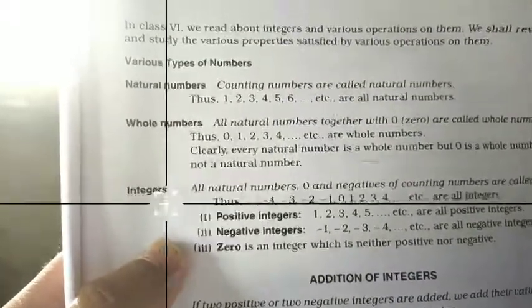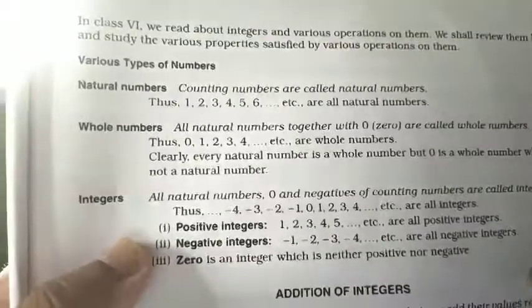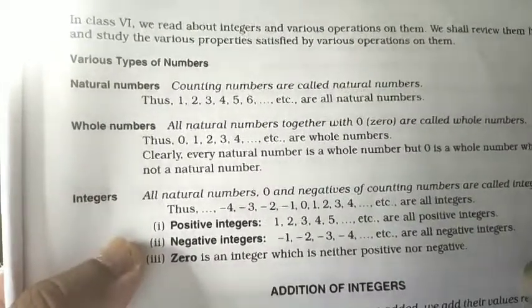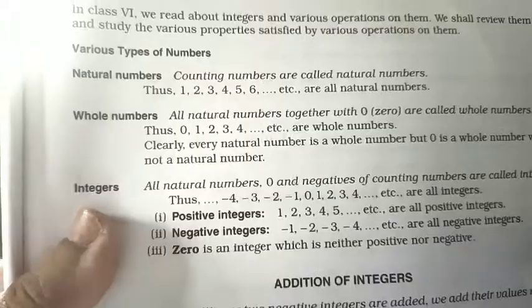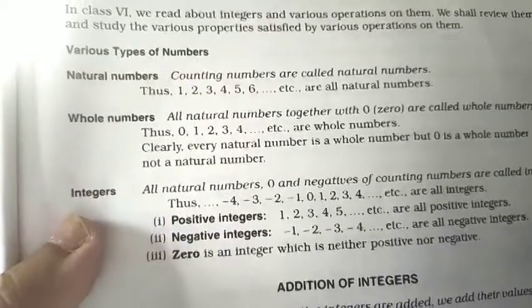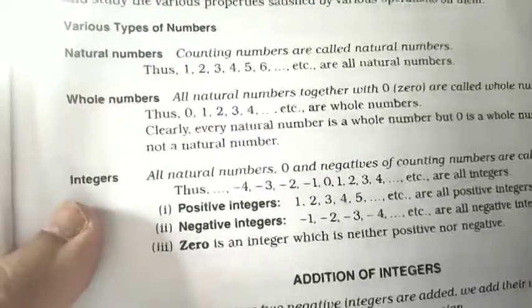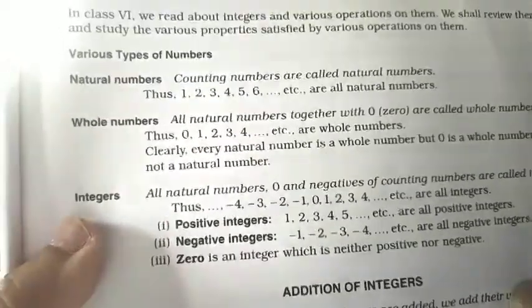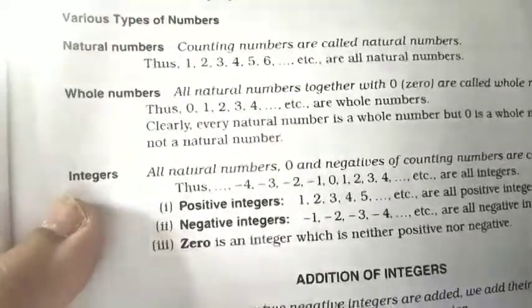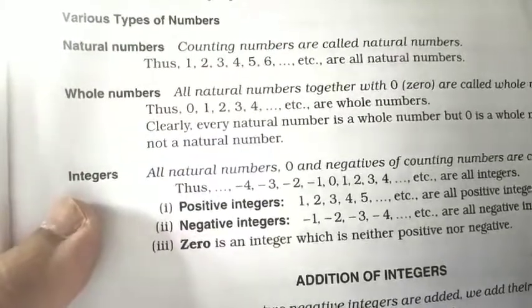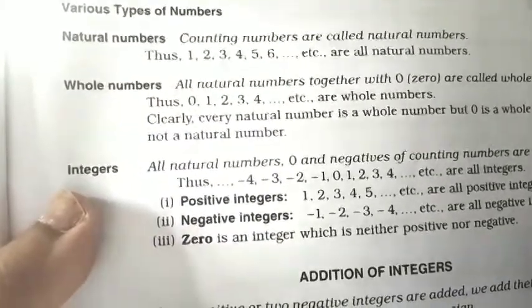Now I want to ask you whether all the whole numbers are natural numbers. The answer will be no, because all the whole numbers cannot be natural numbers. Natural numbers don't have 0, therefore all the whole numbers cannot be natural numbers.